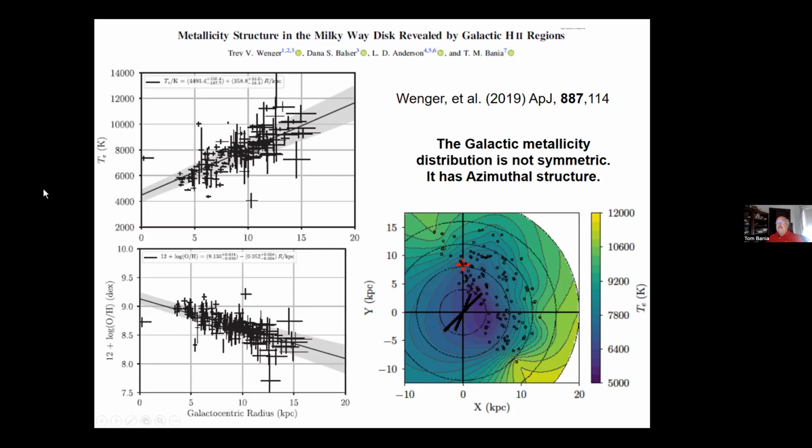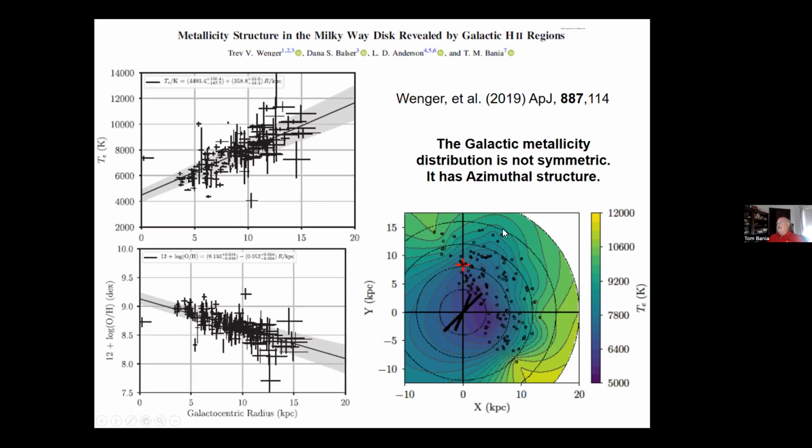So you'd expect higher metals in the galactic center and lower metals in the galactic outskirts. Well, that being said, the galaxy turns out not to be radially symmetric. Here's a face-on view of the Milky Way. There's the sun, there's the galactic center, there's the long and short bars.